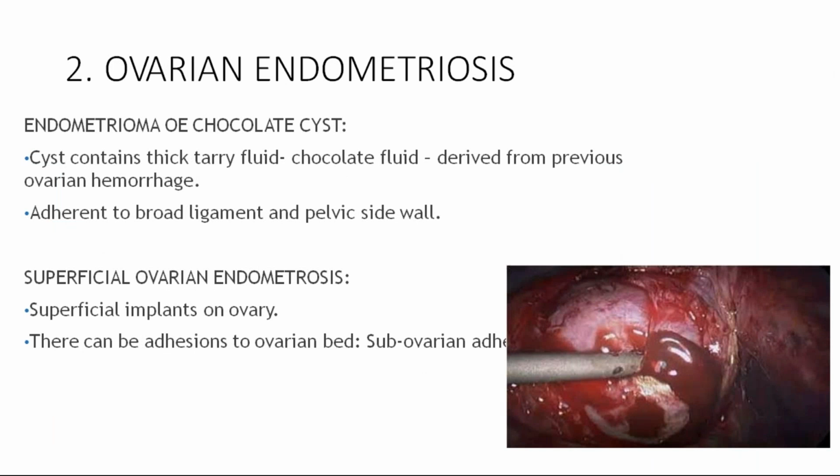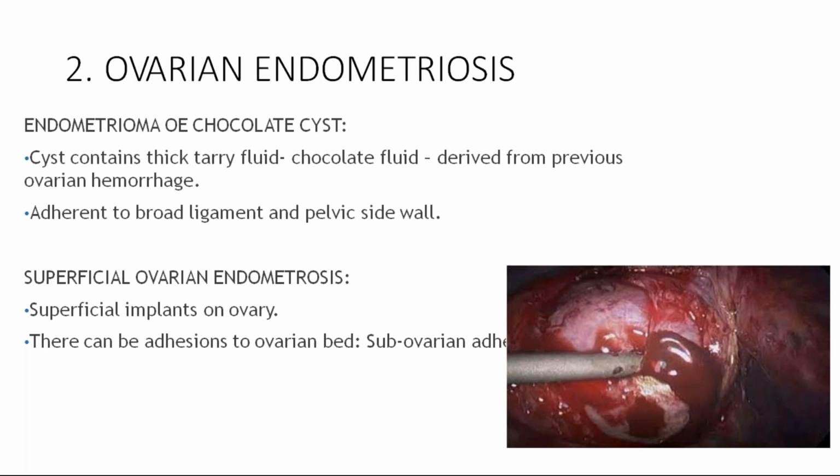If the ovary is involved, it is ovarian endometriosis, the endometrioma. You call it a chocolate cyst also, because all the old blood will be collected and form an organized cyst. It will be chocolate in dark color, so we call it a chocolate cyst. The cyst contains thick, tarry, chocolate colored fluid derived from previous cycles. With every cycle there will be hemorrhage, and it will be collected and organized into a cyst, and it can be adherent to the broad ligament or pelvic sidewall also.